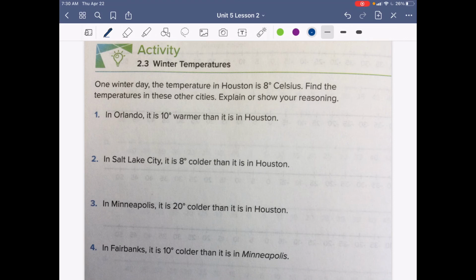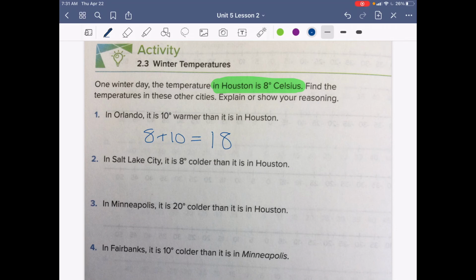So in Houston, it's 8 degrees Celsius. So let's go ahead and highlight that. In Orlando, it is 10 degrees warmer than it is in Houston. So we would have 8 plus 10, because they were 8 degrees. 8 plus 10 is 18 degrees. So we found how warm it is in Orlando.